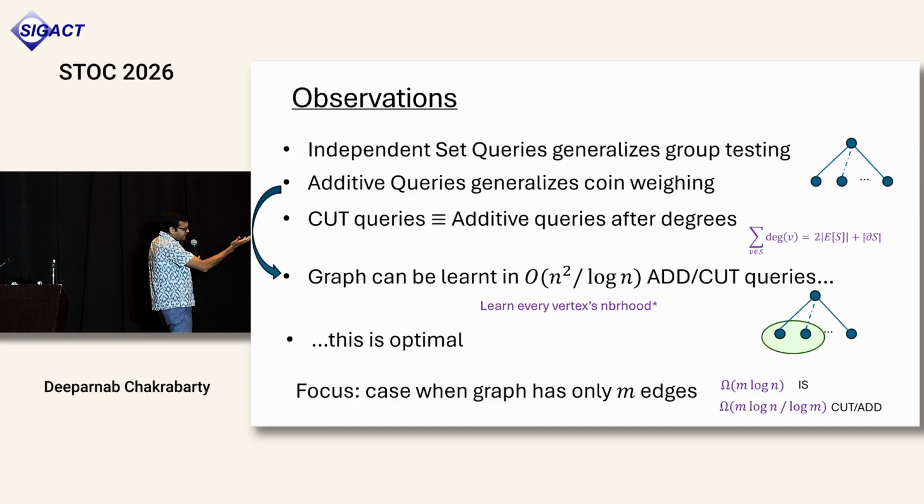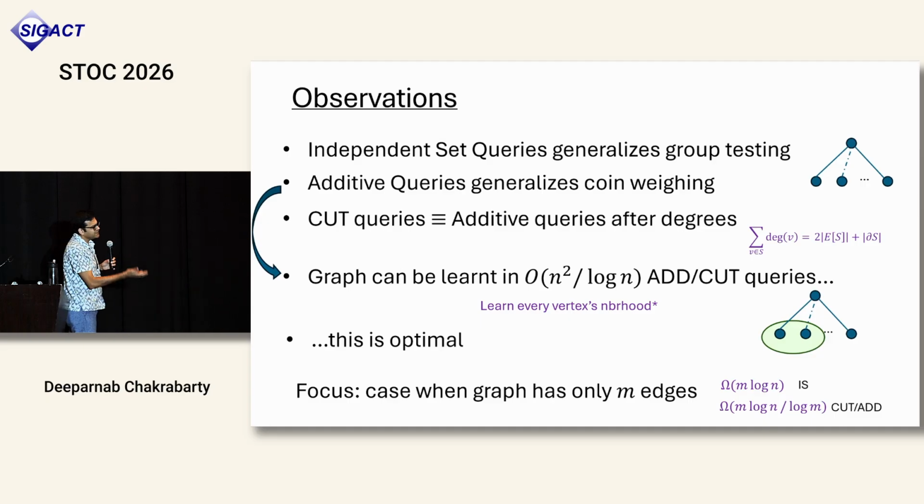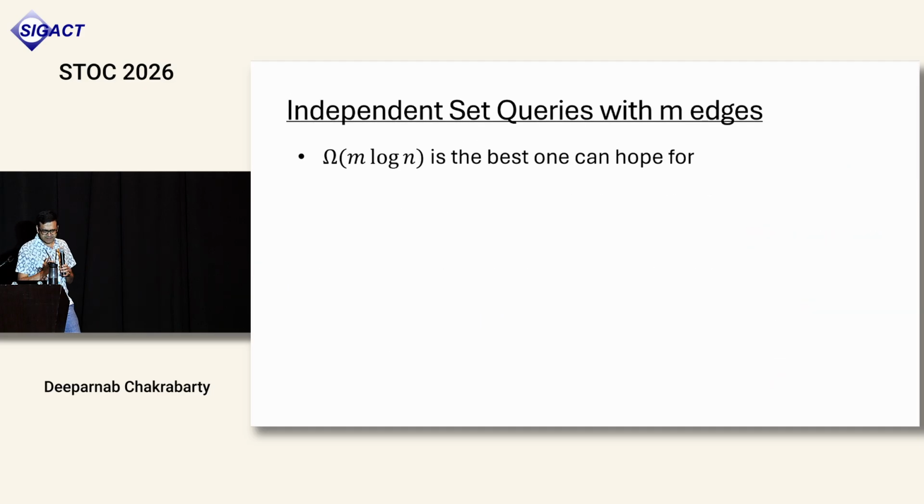And again, by an information theory argument, with independent set queries, the lower bound is m log n, and with cut queries, it's m log n by log n. Okay, so I wanted to show you one algorithm.